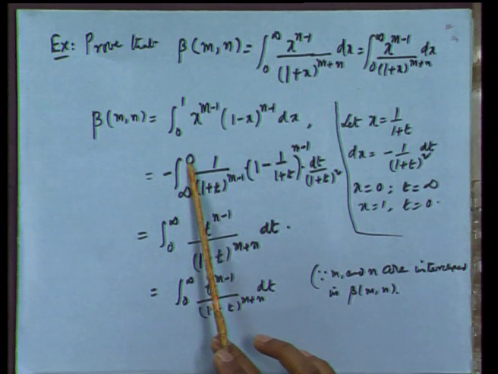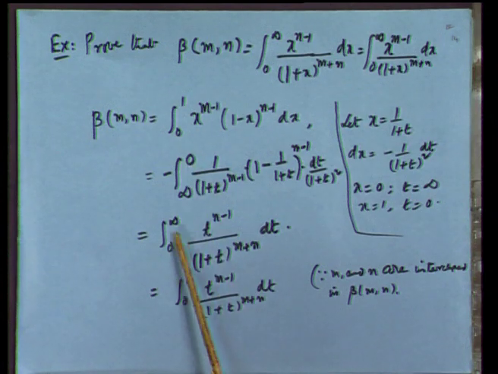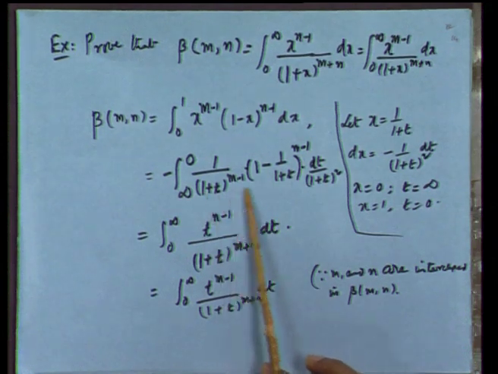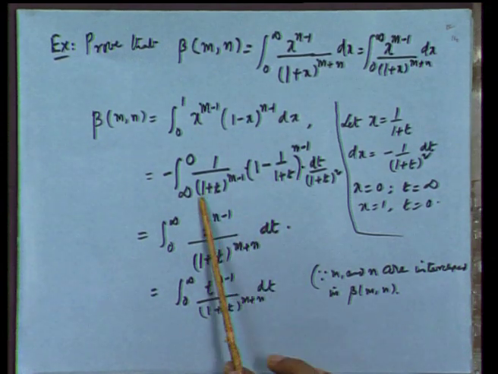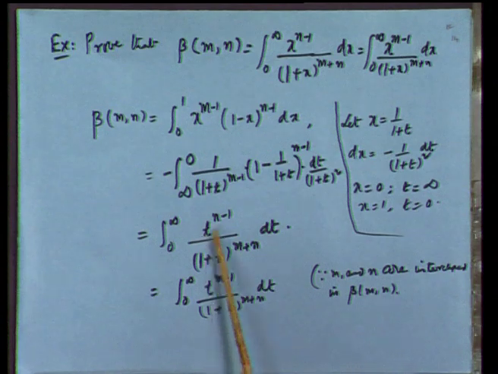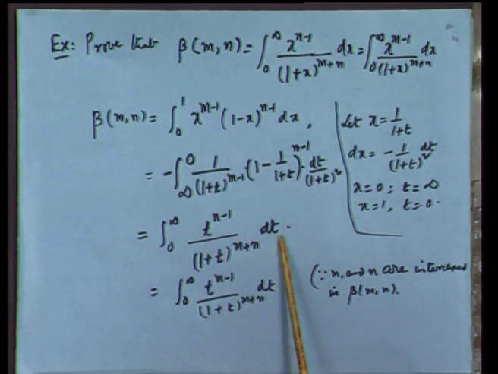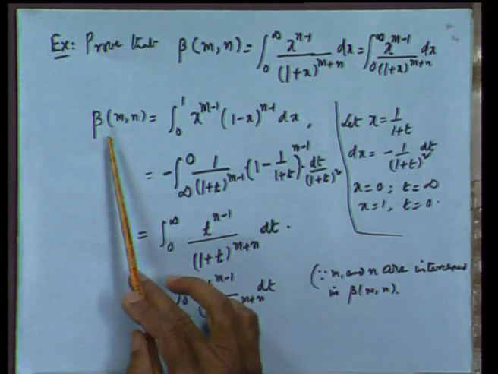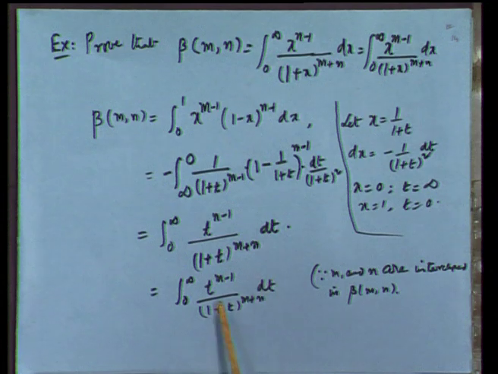The minus is absorbed here, writing it as integral 0 to infinity, and then once you reduce this, the entire integral will reduce to t power n minus 1 by 1 plus t raised to the power of m plus n dt. Similarly, because beta mn is proved as beta nm, it can be proved that this is also equal to integral 0 to infinity t power m minus 1 divided by 1 plus t whole to the power of m plus n.